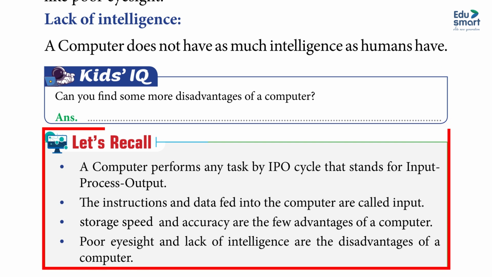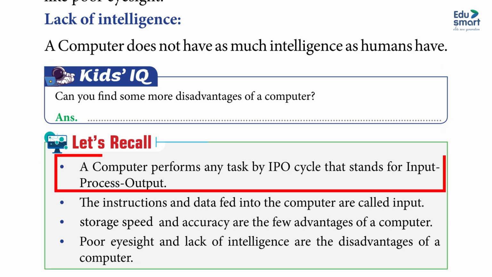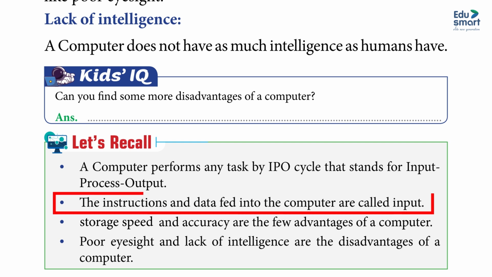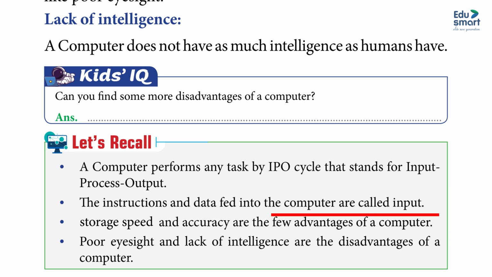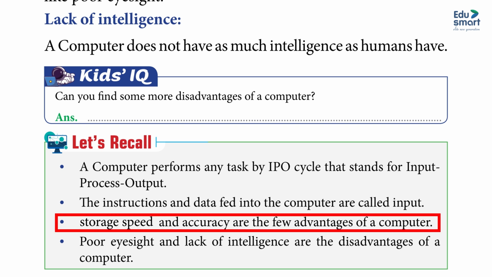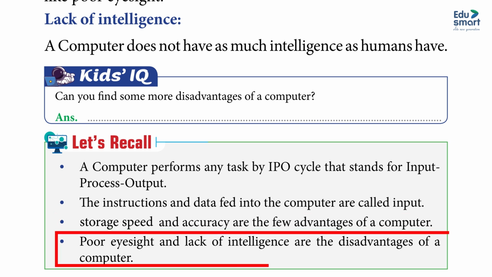Let's recall. A computer performs any task by IPO cycle, that stands for input, process, output. The instructions of data fed into the computer are called input. Storage, speed, and accuracy are the few advantages of a computer. Poor eyesight and lack of intelligence are the disadvantages of a computer.